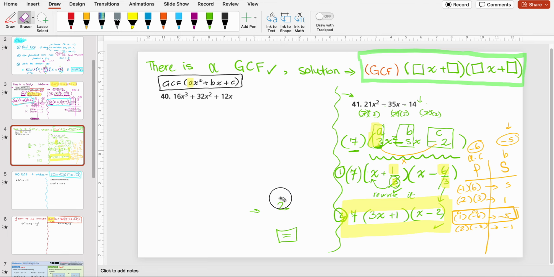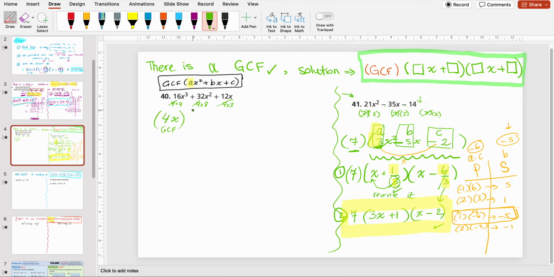Okay, let's do the same thing on this example. Again, look for the GCF. I can tell by looking at it, I have an x as GCF. All the terms that have a variable x, take it out. And I have 4. This one is 4 times 4. 16 is basically 4 times 4, 32 is 4 times 8, 12 is 4 times 3. So I have a 4. Take the 4 out. This is my GCF.